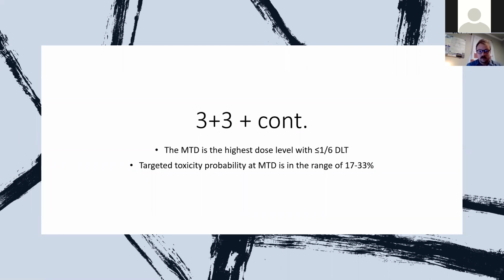In essence, what we're saying is the MTD is the highest dose level with 1 or 0 DLTs out of 6 patients, which means that our targeted toxicity probability at the MTD is going to end up in the range of 17 to 33%, where 17 is 1 out of 6 DLTs and 33% is 1 out of 3.